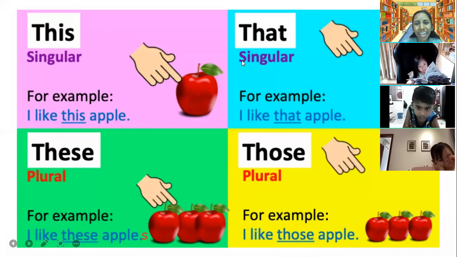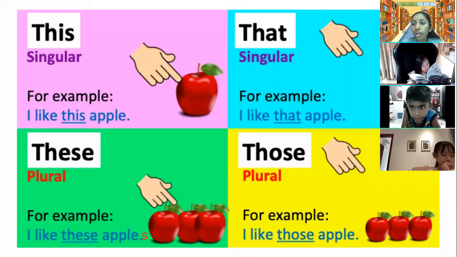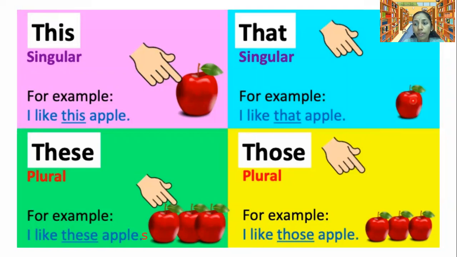But now let's look at the word that. That also we use for a singular noun, which means it's very far from us. The apple is only one here. There is only one apple here, okay? And it's also very far from the finger, right? Just now it was near, so we said this. But if it's far, we say that for a singular noun. So we say, I like that apple. Apple is a singular noun.